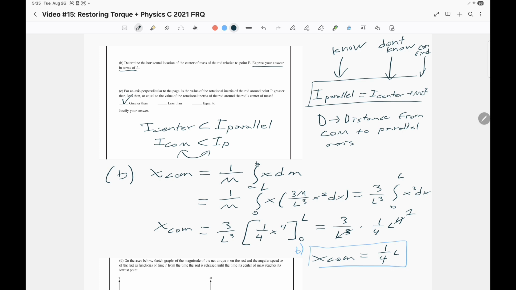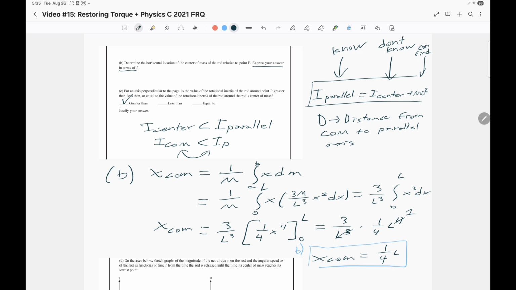If you really wanted to, you could solve either by using the parallel axis theorem, or if you don't know it, you can use integration to find the rotational inertia through the center of mass. I'm saying rotational inertia so many times, it's sort of tiring me out.